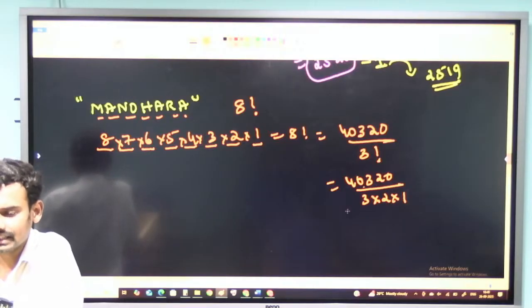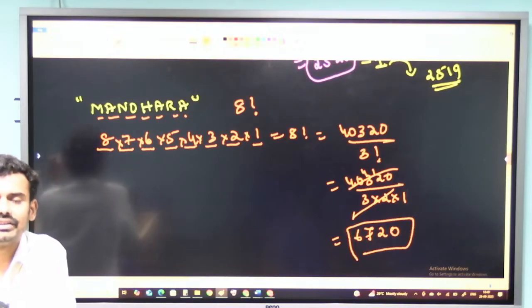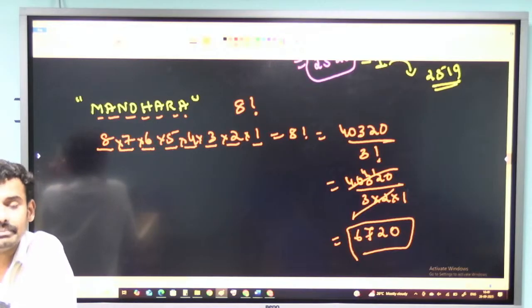Now if you cancel this, in 6 ones are table, we can directly cancel this. So 6 6s are 36, 4 carry, then 7, 1 carry, then 2, 0. So the final answer will be 6720, which means the letters of the word Manohara can be arranged in 6720 different ways.